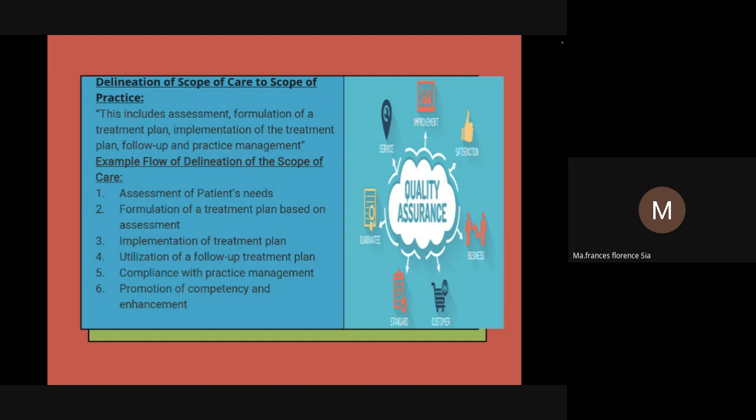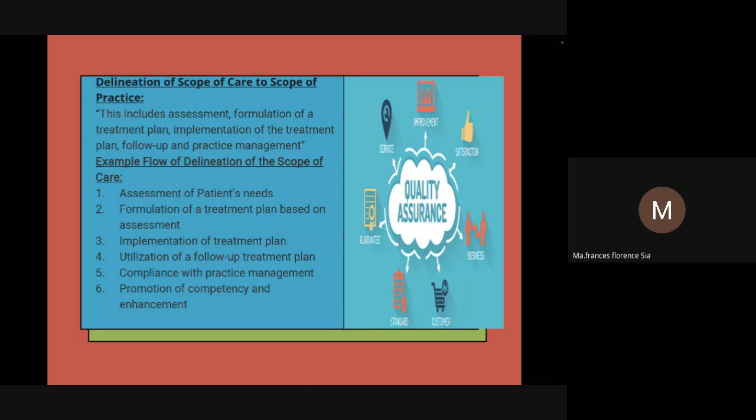So, example flow of delineation of the scope of care. Number one, assessment of patient needs. It must include, and is not limited to, the evaluation of the following: the physical assessment, care requirements. The second one, formulation of a treatment plan based on assessment. It helps alleviate limitation and enhance function, and includes verification and documentation. It needs assessment based on healthcare provider input, consultations, and referrals.